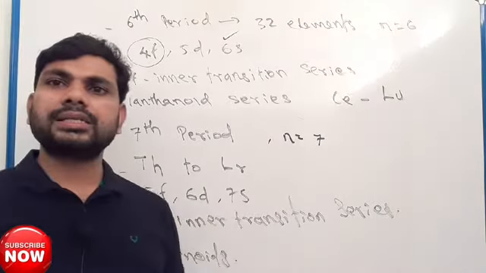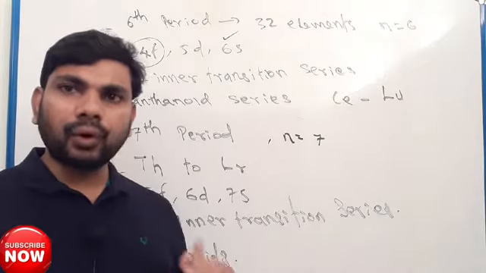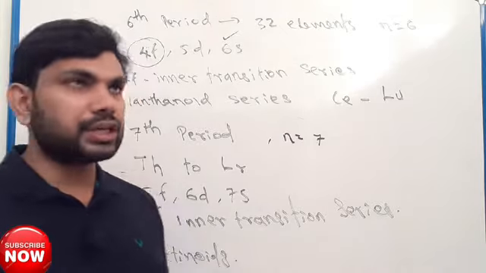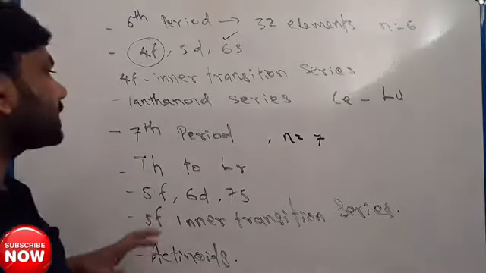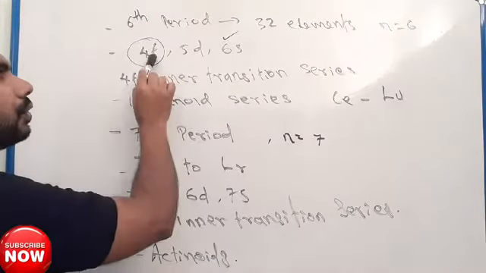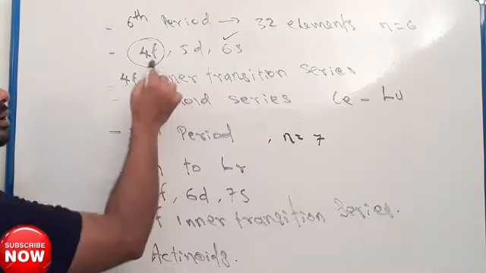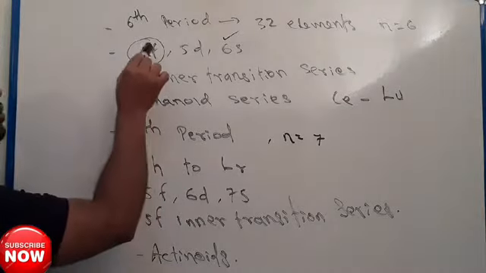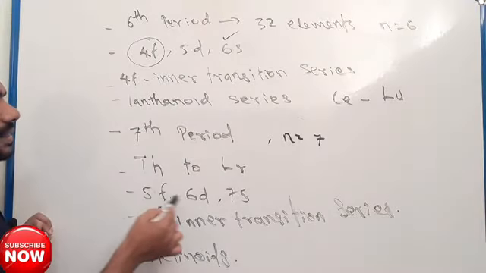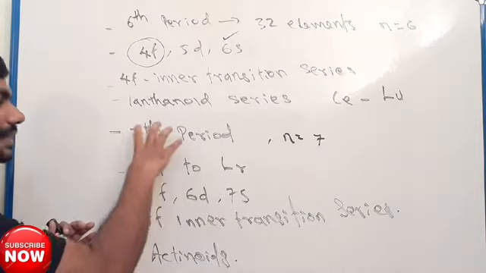Before, in the d block elements, we discussed the 3d series, 4d series, and 5d series according to their outer shell electronic configuration. Here we have the 6th and 7th periods. The 6th period outer shell electronic configuration is 4f 5d 6s. For the 7th period, you have to add one more: 5f 6d 7s. Look here, 5f 6d 7s. This is the outer shell electronic configuration for the 7th period.